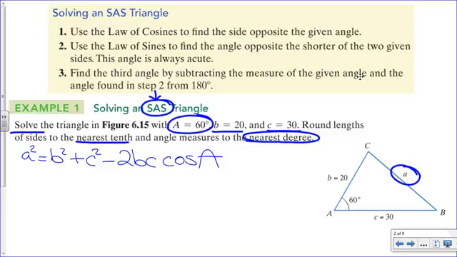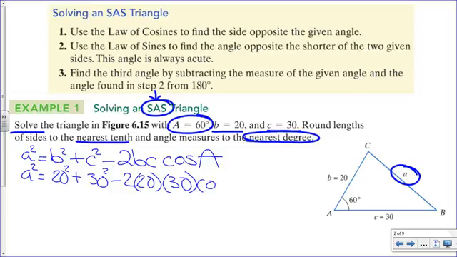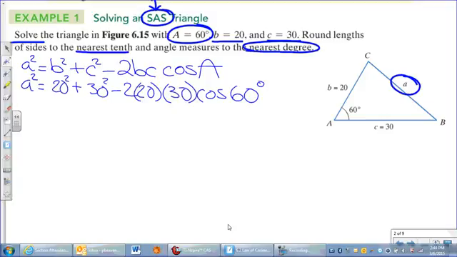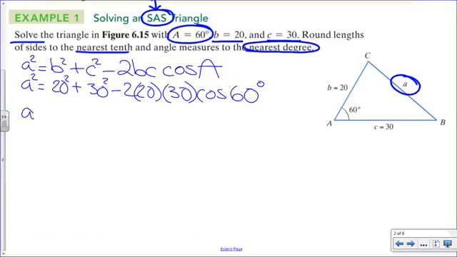Okay, and so I'm going to start by making my substitution. So for b squared, I'm going to have 20 squared. For c squared, I will have 30 squared. And then here I will have negative 2 times 20 times 30. And then we will have the cosine of 60 degrees. Okay, and we're going to solve this by hand.